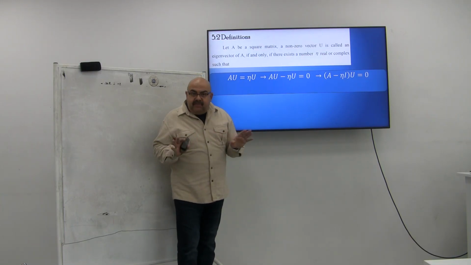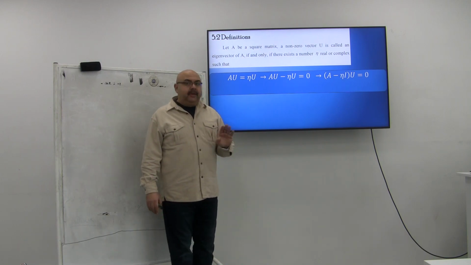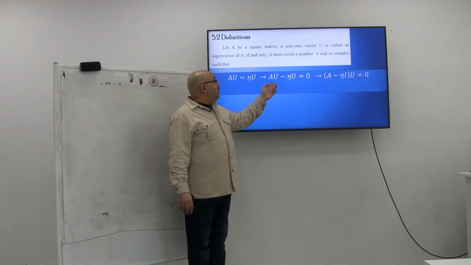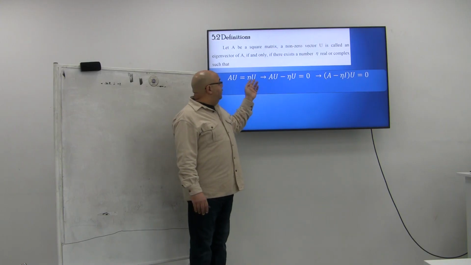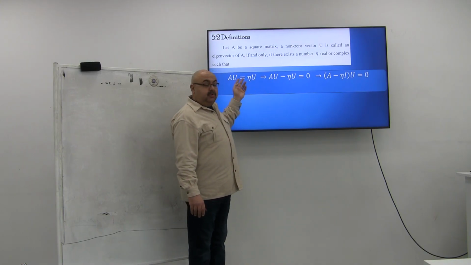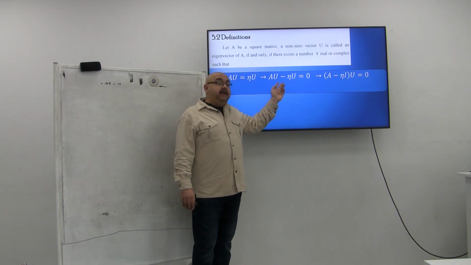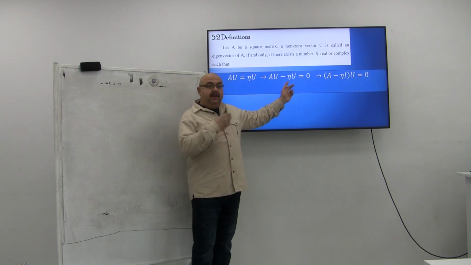The steps are really very simple. All I have to do, and it's going to be done once, is to know the equation that we will use. I will move eta U from the right-hand side to the left-hand side. If you move them, you will have this shape. According to your information about matrices, I can take U as a common factor from the right.